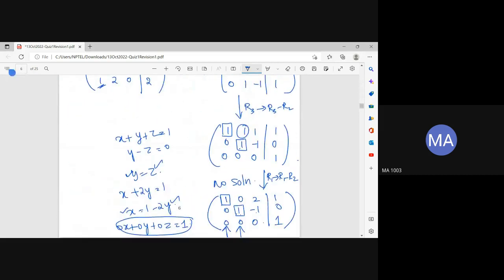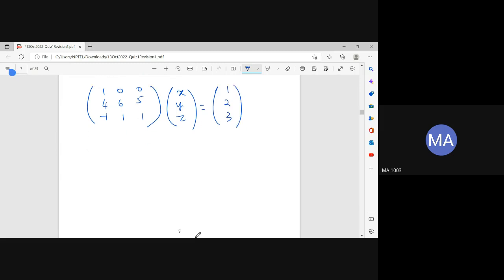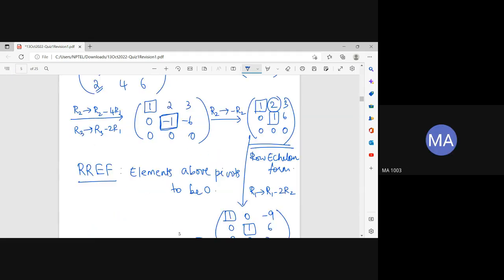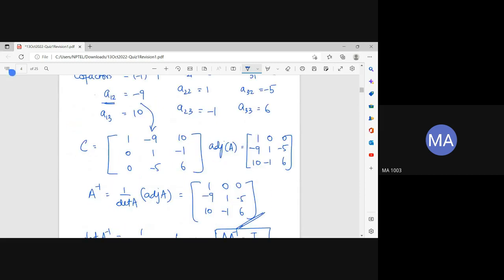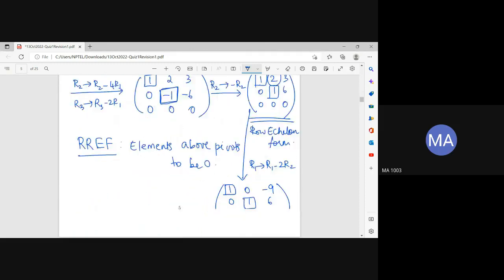Minus 1, 1, 1. Okay. So now we know the determinant of this matrix is 1. Let's try to solve this system. How many solutions will this system have? Unique solution. Yeah. Whatever be the value of B, x equals A inverse B is always a solution, right? We already found A inverse. Yes. Did someone keep note of that? 1 0 0, minus 9 1 minus 5, 10 minus 1 6.